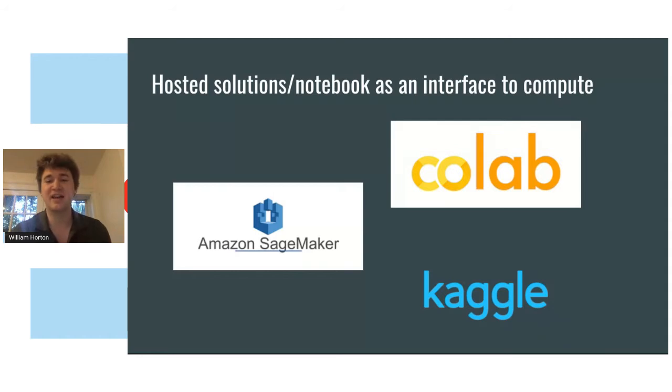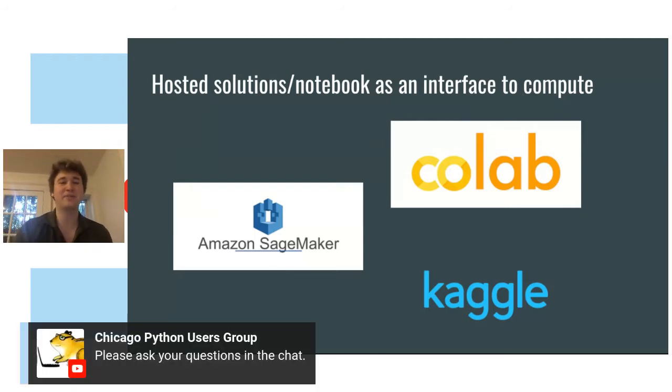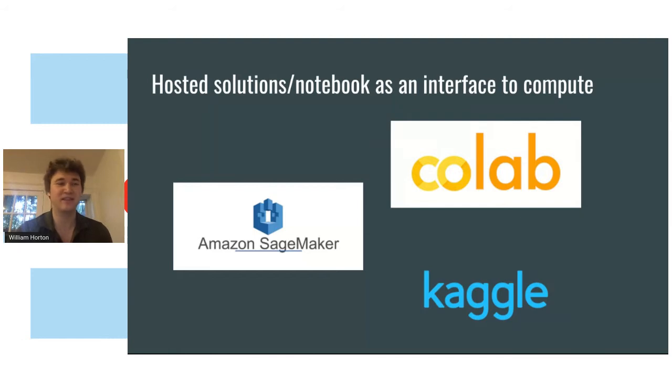So like I said, Colab can connect you to GPUs and TPUs. SageMaker, which is Amazon's ML service, has also become very popular purely for letting you easily set up hosted notebooks that can connect to GPUs. So that's a big feature of SageMaker. And then Kaggle as well allows you to run notebooks that connect to GPUs and TPUs and also already have access to the data on their competition platform.